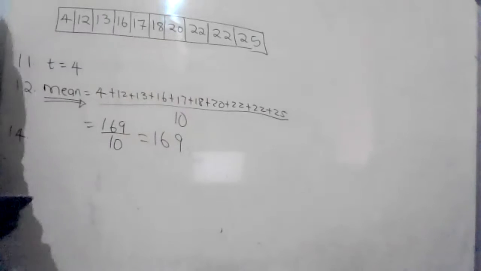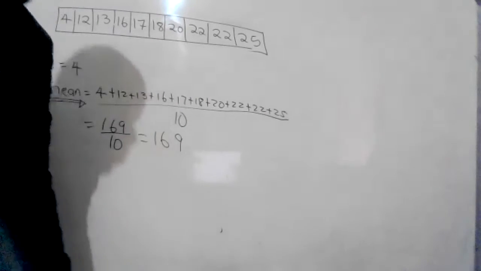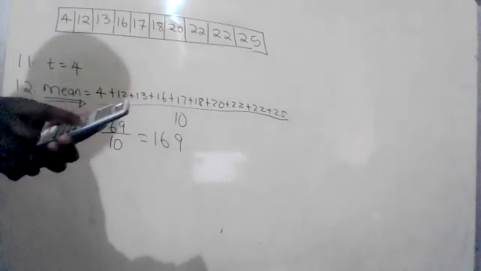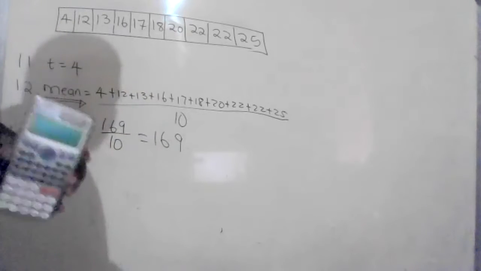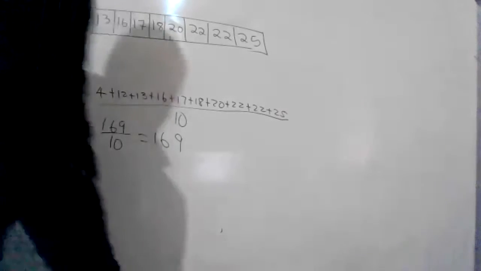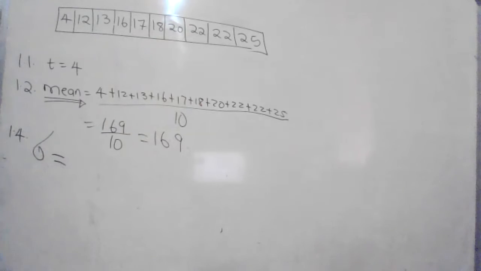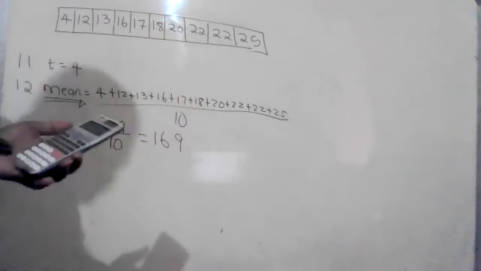So with that question, I can't advise you to do it manually. Otherwise, you're not going to finish it. You must use your scientific calculator. I will take you through the steps again of using a scientific calculator to calculate the standard deviation, which is indicated by this symbol, sigma, like this. So you do it this way.